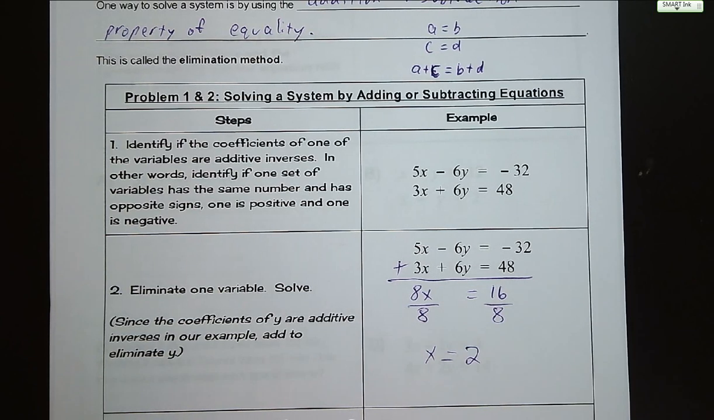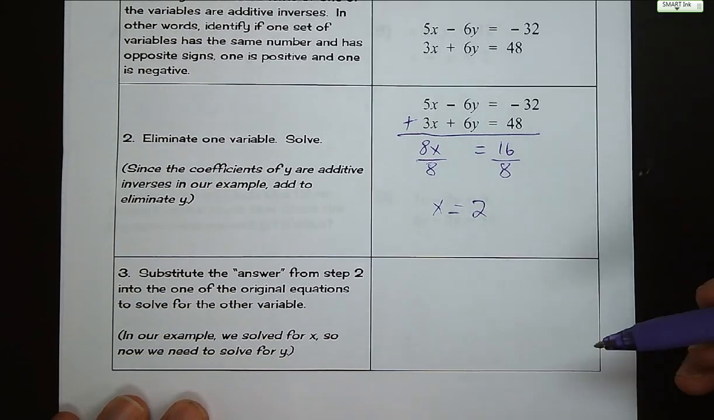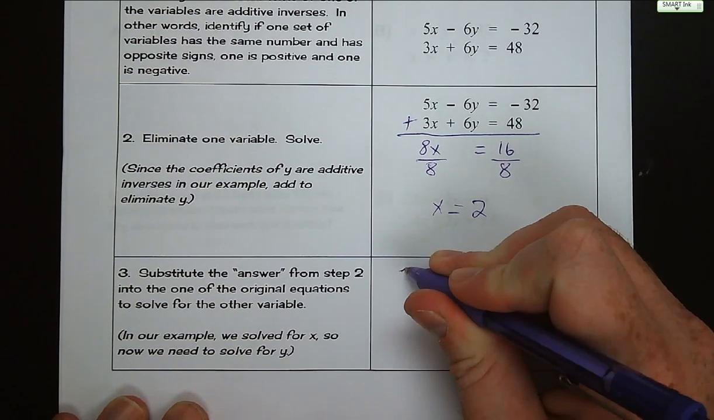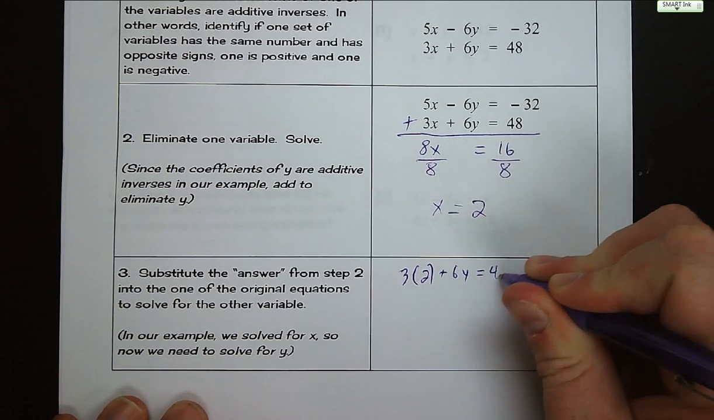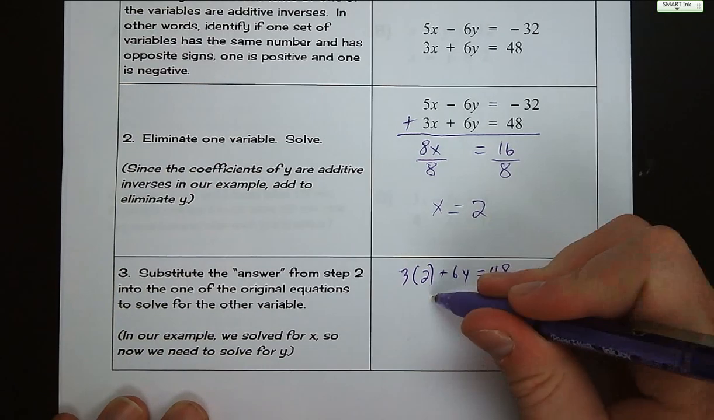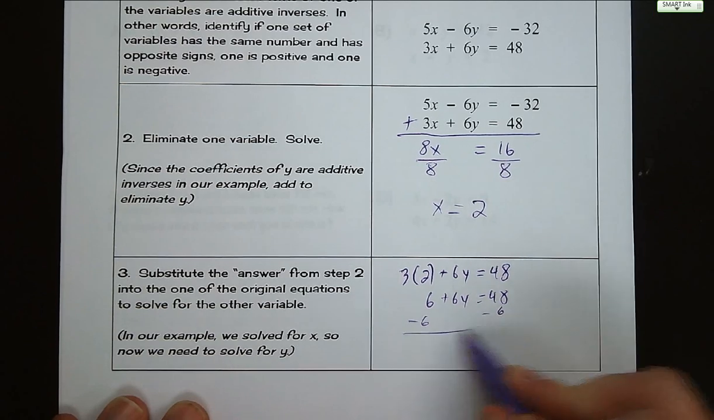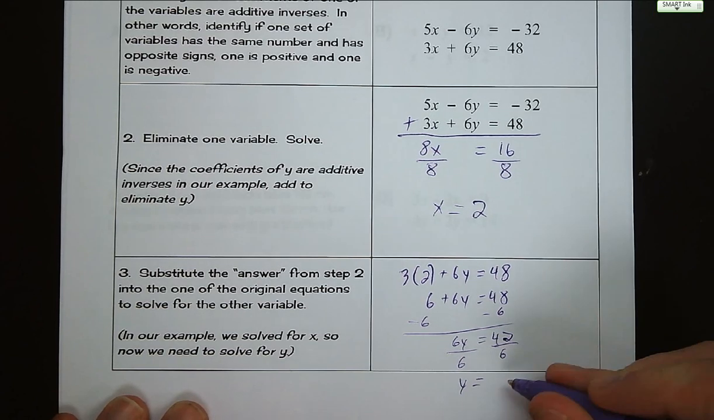Now we need to substitute our answer, x equals 2, into one of our two equations from the first step. So I don't want to deal with the negative sign, so I'm going to substitute into the second equation. So we have 3 times 2 plus 6y equals 48. 3 times 2 is 6 plus 6y equals 48. Subtract 6 from both sides. 6y equals 42. And divide both sides by 6. Y is equal to 7.